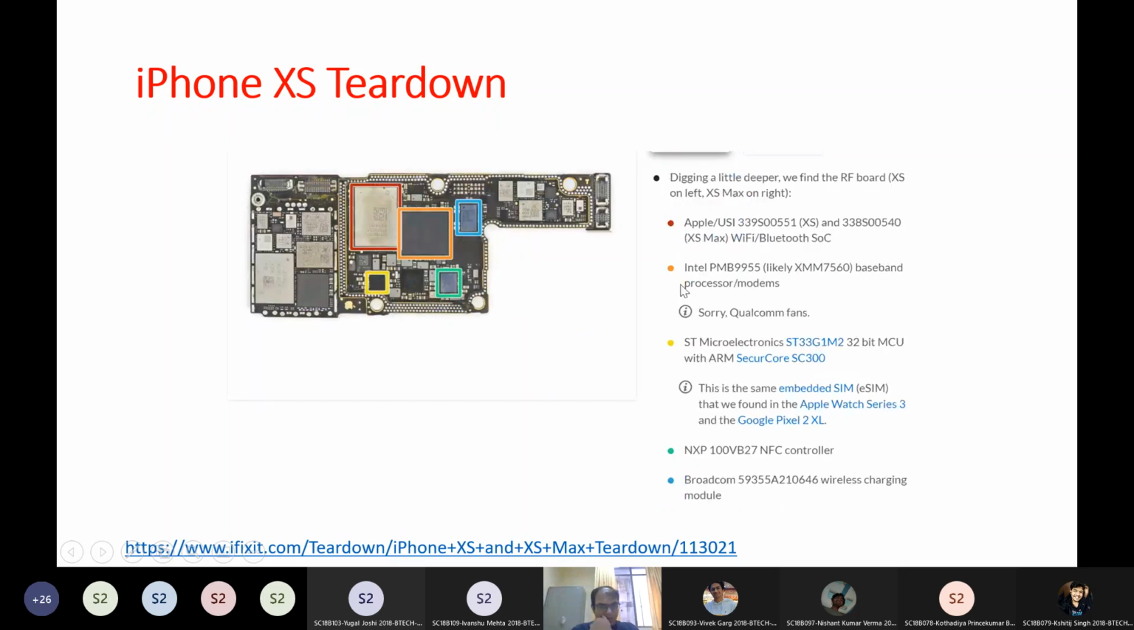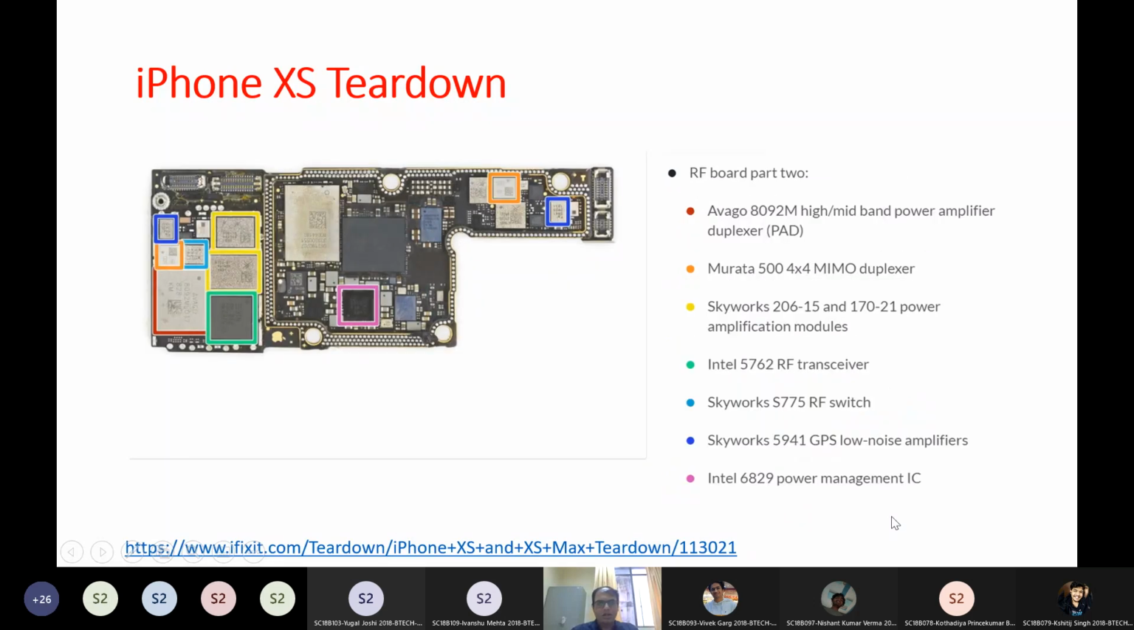Okay. Now going into your RF board, you see there is a Wi-Fi Bluetooth SoC. So this is an analog chip, and then this is an analog RF chip. It might also, I think, have some digital components, but I think they are integrating the transceivers. Now, this is an Intel baseband processor or a modem. This is, of course, digital. And then you have an ST Microelectronics microcontroller, obviously digital. NFC controller, which is also digital. Wireless charging module from Broadcom, which is again analog RF.